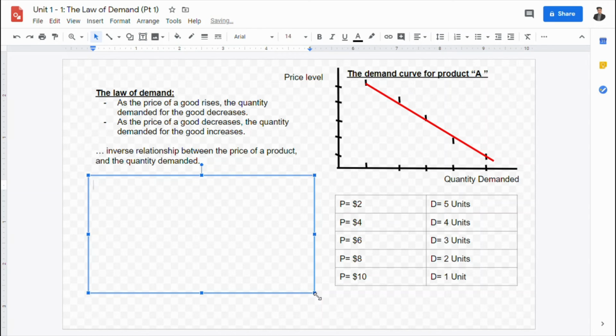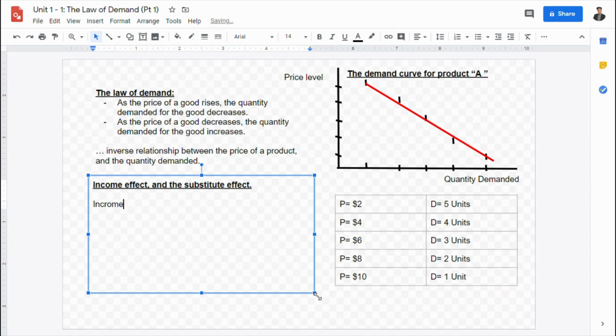Now, why does the quantity demanded decrease as the price increases, and increase as the price decreases? That's a really valid question. There are basically two reasons: the income effect and the substitute effect. These two reasons cause the demand curve to have an inverse relationship.